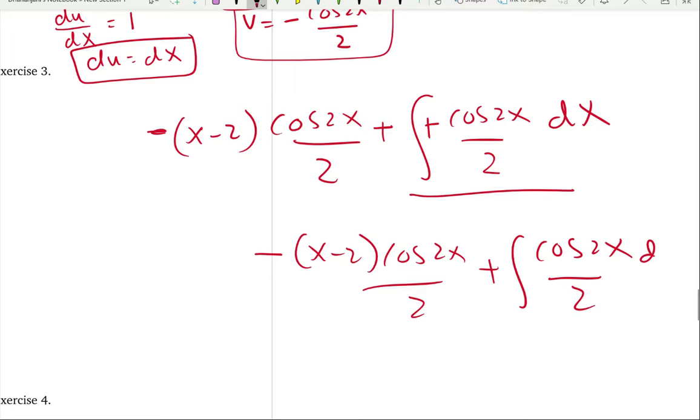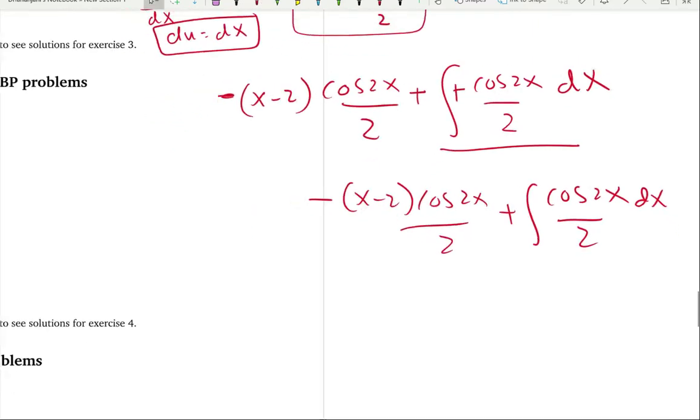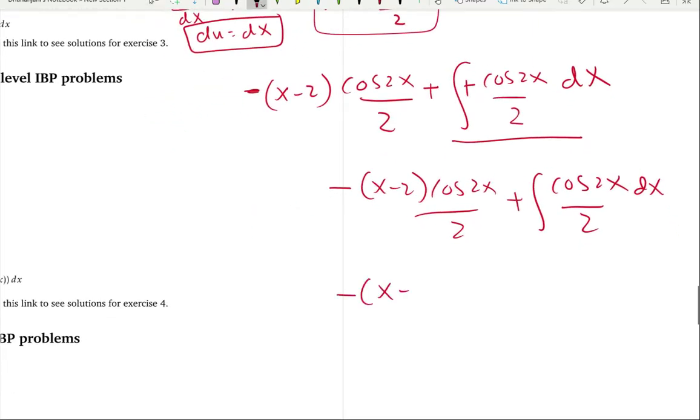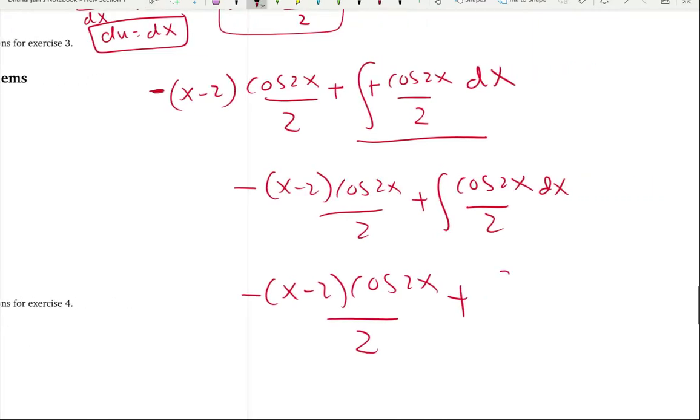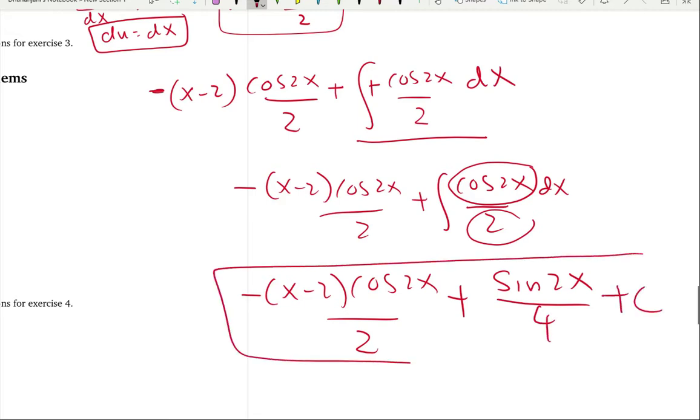Alright, so let's integrate cosine 2x. Here we get minus x minus 2 cosine 2x over 2, nothing changed there. If you integrate cosine 2x, you get sine 2x over 2, and you divide by another 2, right? That new 2 and this 2 will multiply and we'll get 4 here, plus c, right? So this is the answer that you get after integration.